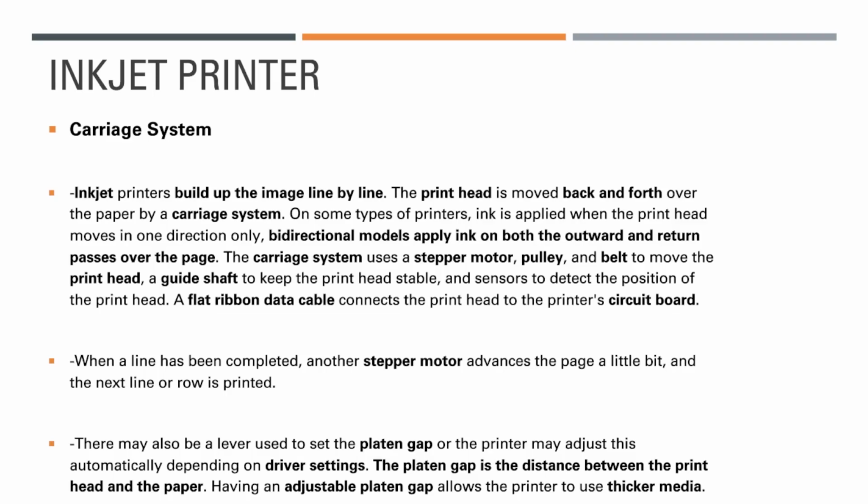A flat ribbon data cable connects the printhead to the printer's circuit board. When a line has been completed, another stepper motor advances the page a little bit, and the next line or row is printed. There may also be a lever used to set the platen gap, or the printer may adjust it automatically depending on the driver settings. The platen gap is the distance between the printhead and the paper. Having an adjustable platen gap allows the printer to use thicker media.